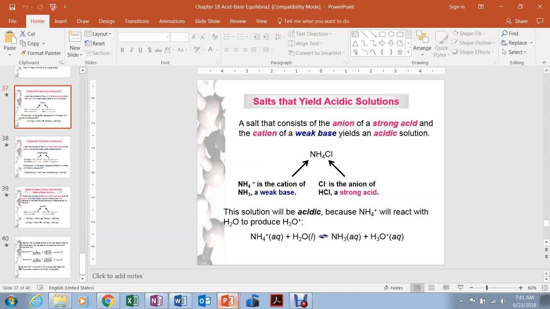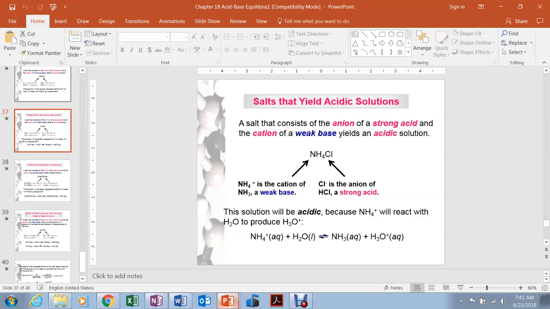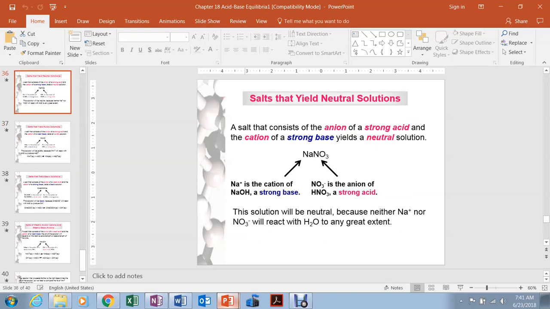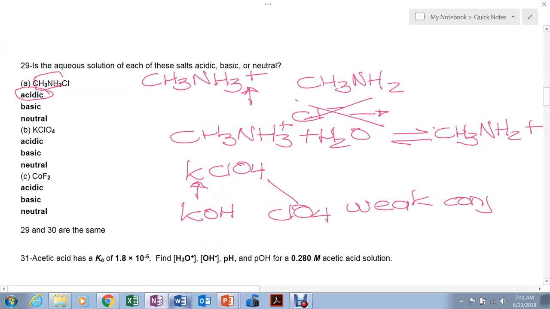It's up. Produces a neutral solution. So this is neutral. Now here it gets more complicated because this is the strong conjugate base of a weak acid. If you have a weak acid, the conjugate base is stronger.